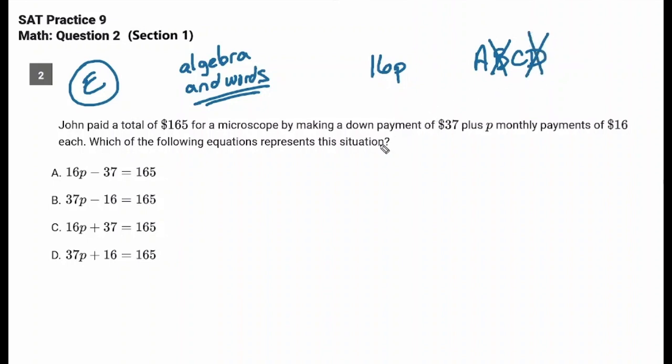All right, what about the 37? What are you going to do to it? You're going to add it, subtract it, divide it. What's going to happen? You're going to add it. So between A and C, A says you're subtracting it, C says you're adding it, and so C's the answer. You can move quickly here, don't hurry, get it right, and move on.